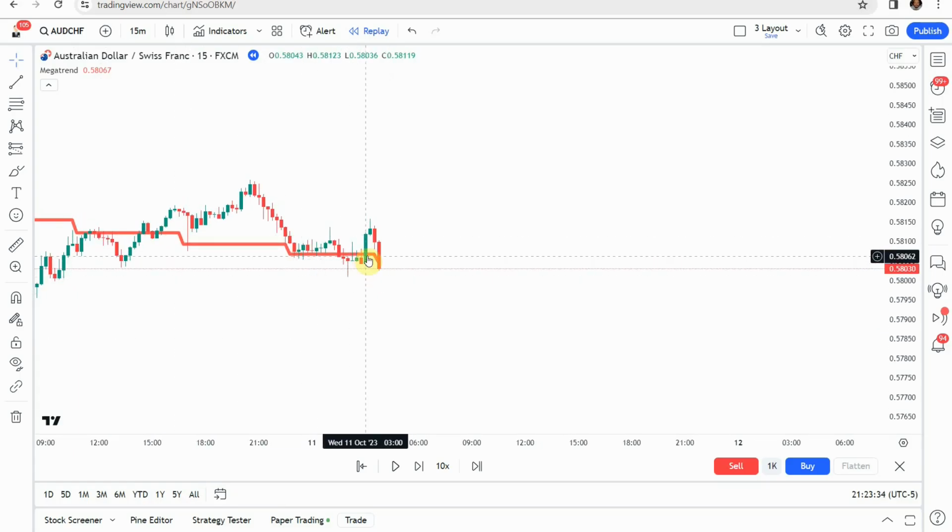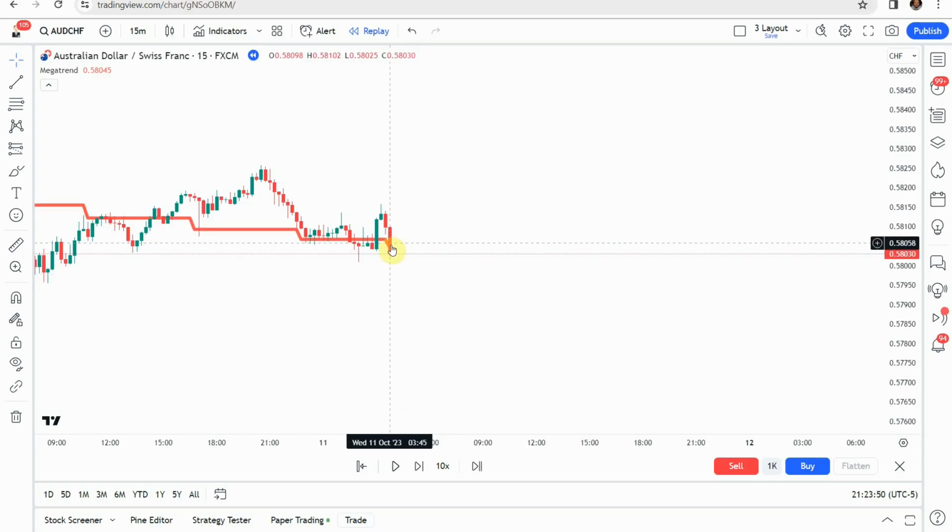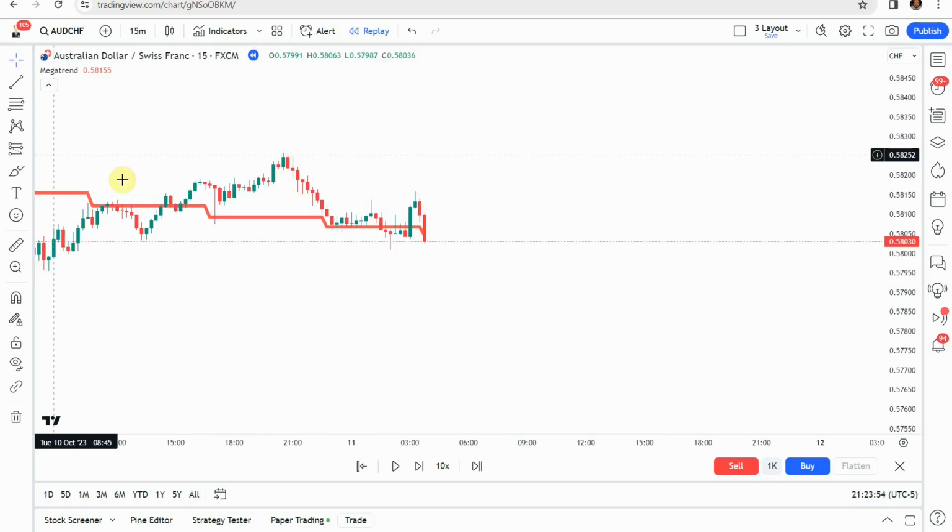And so when we get a cross like this, we're looking for it to cross back below this line within 5 candles. There's a 5 candle rule. You can see here we get the cross up, and then 1, 2, and 3 candles later, we get the cross back down below that red line. That's going to be our signal to then take a short position.